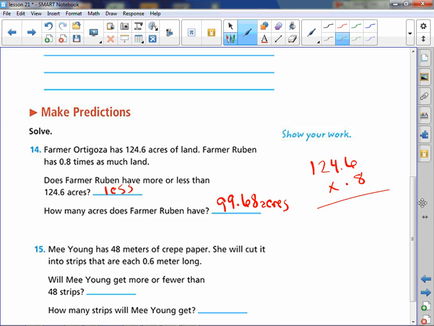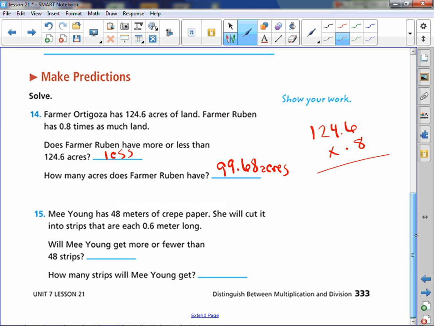Okay. Mi Young has 48 meters of crepe paper. She'll cut it into strips that are 6/10 of a meter long. Will she get more or fewer than 48? Well, more, because you're cutting up the meters into a portion, not a full meter. How many will she get? So 48, multiply that by 6/10. And again, if you would like, pause the video and then come back and check. All right, 80 strips.